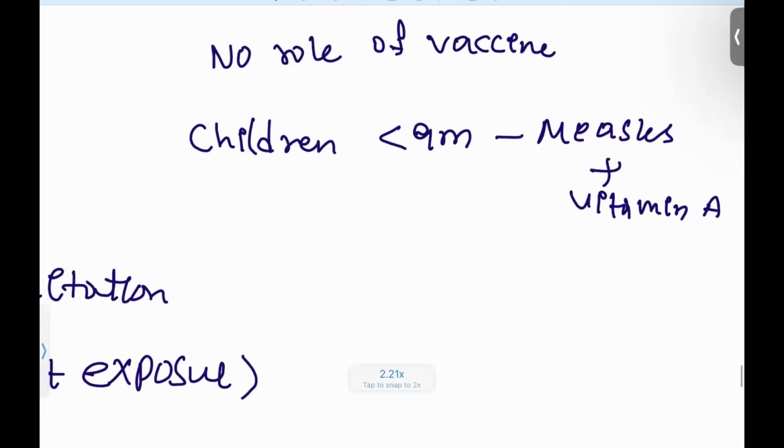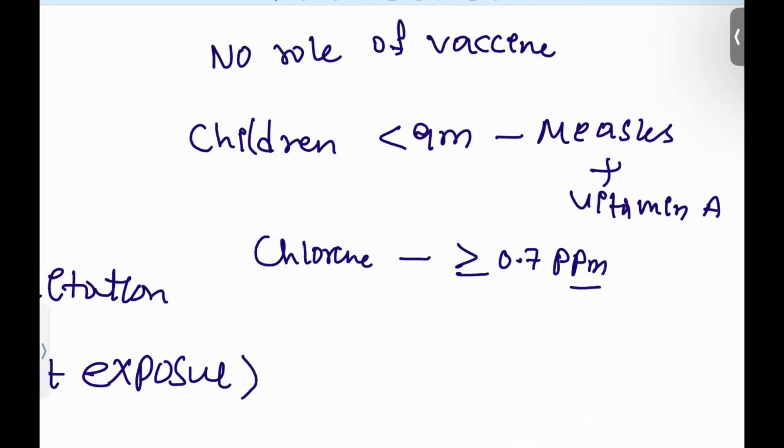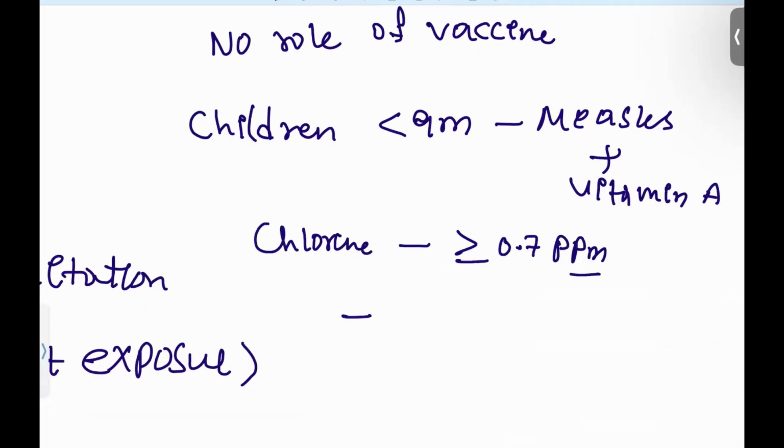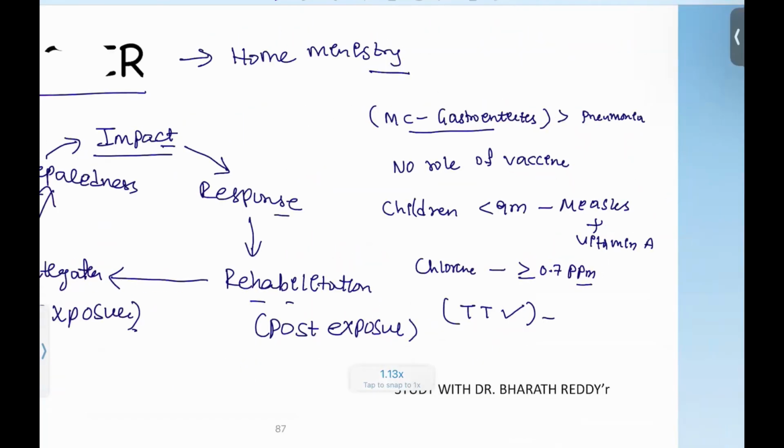Coming to the chlorine, for this patient, chlorination of more than 0.7 ppm should be given. And what about any other injections? TT. So TT should be given for all the individuals among the patients. So this is the disaster overview.